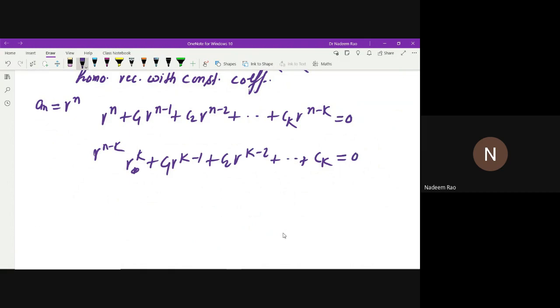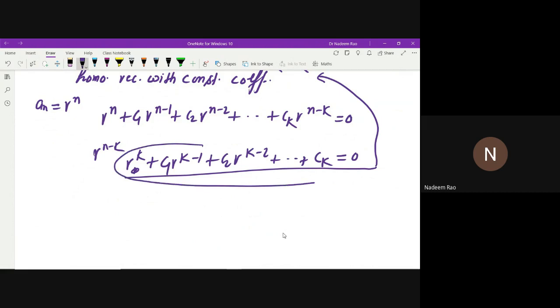which is called the characteristic equation of the recurrence relation, and each solution is called a characteristic root. Actually, it is the characteristic equation of the recurrence relation which is given above. So the roots of this characteristic equation are used to give the solutions of the recurrence relation.